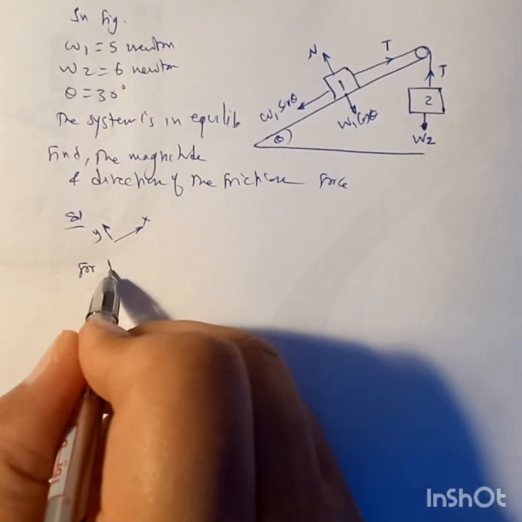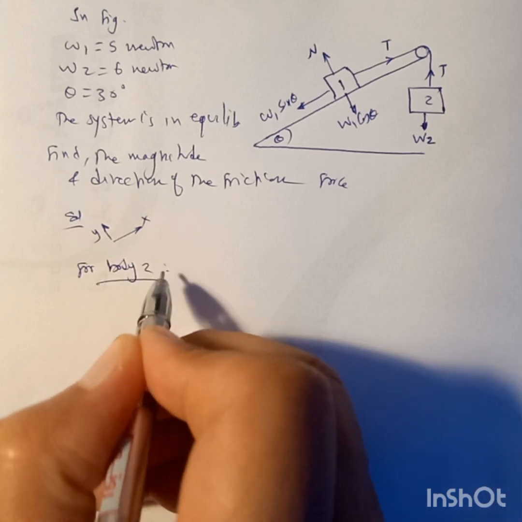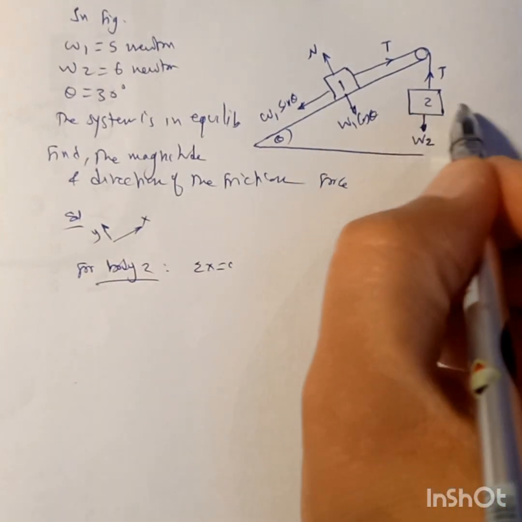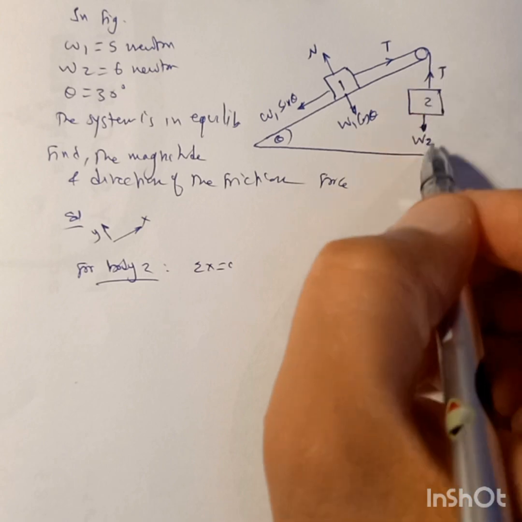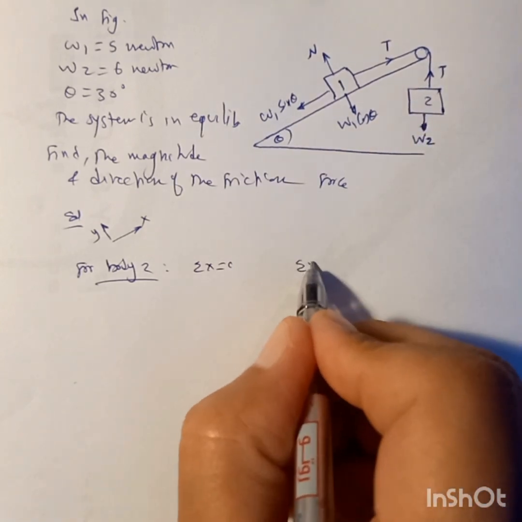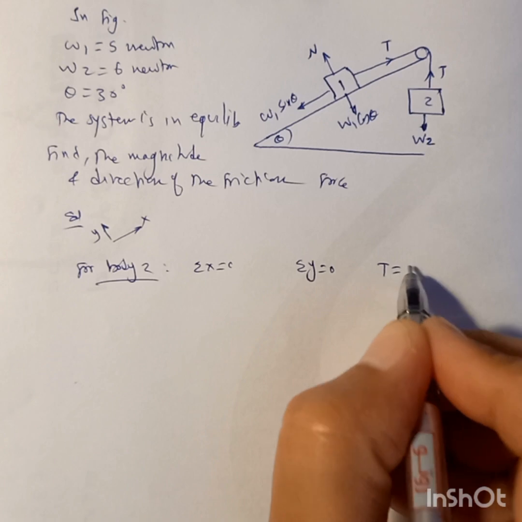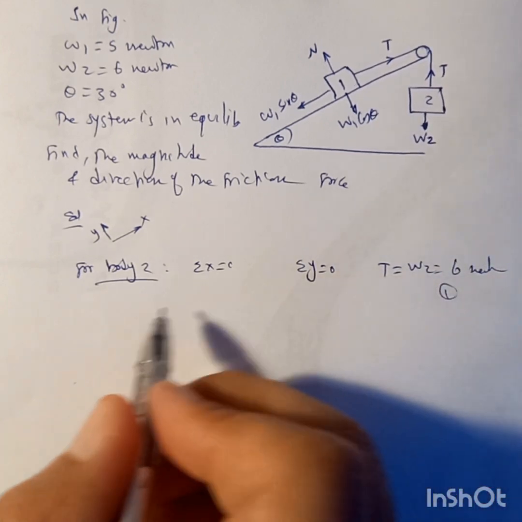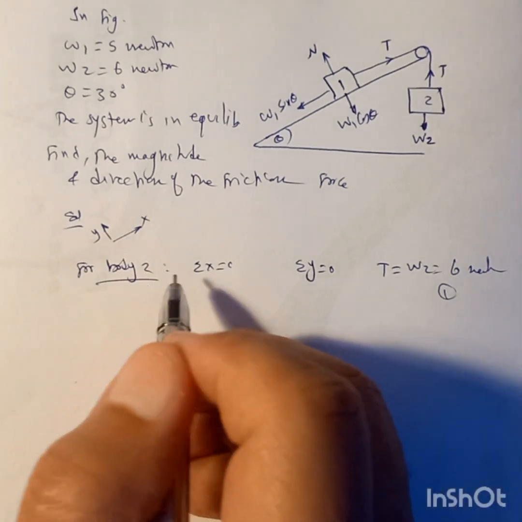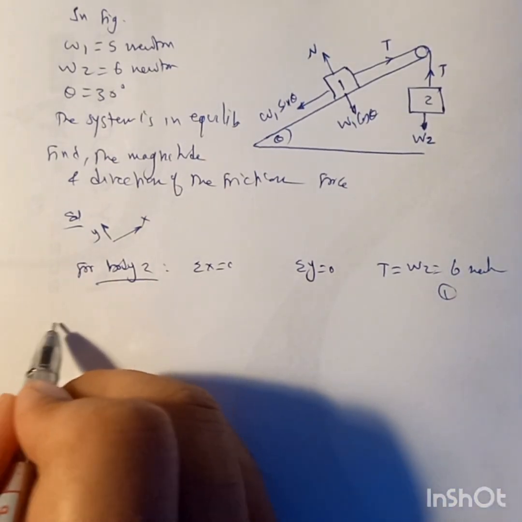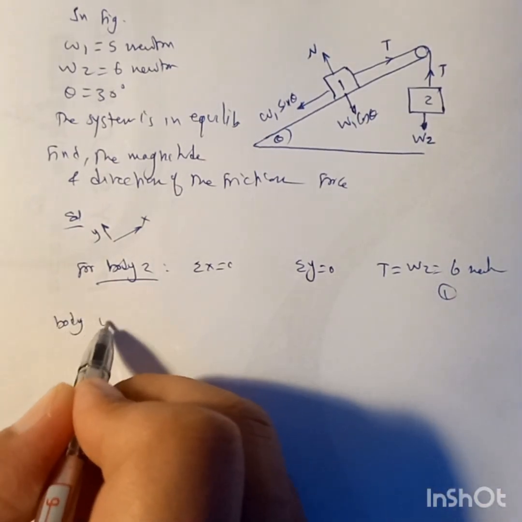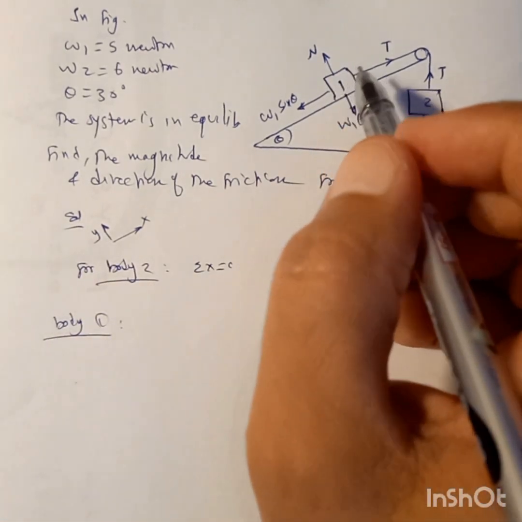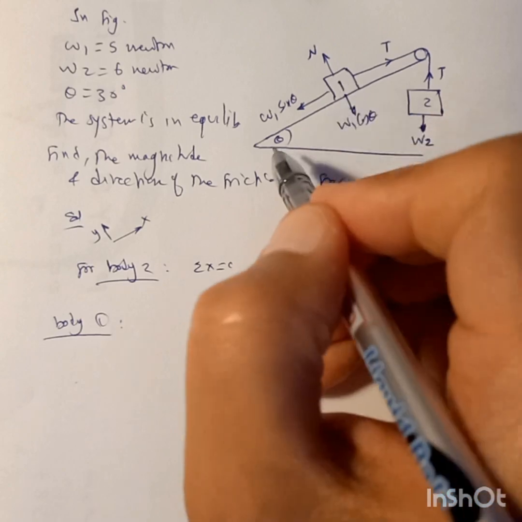For the suspended body, body number 2, we have summation of x equals 0, but we don't have any horizontal forces acting upon this suspended body, but in the vertical direction we have summation of y equals 0. Then we have T equals W2 equals 6 Newton. Okay, this is the first step. Now we can apply the same equilibrium equation on body number 1, which is placed on this rough inclined plane. First we have to find the friction force.